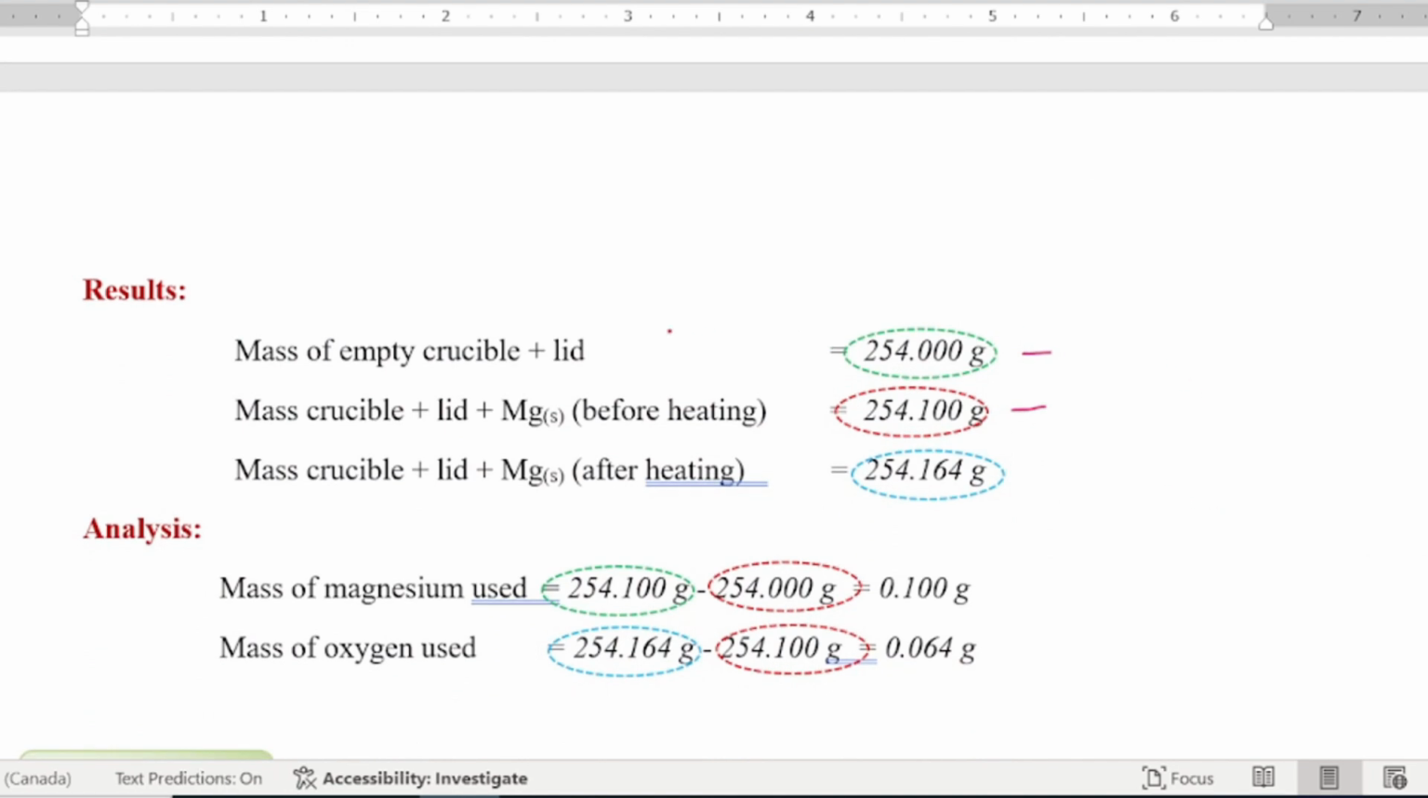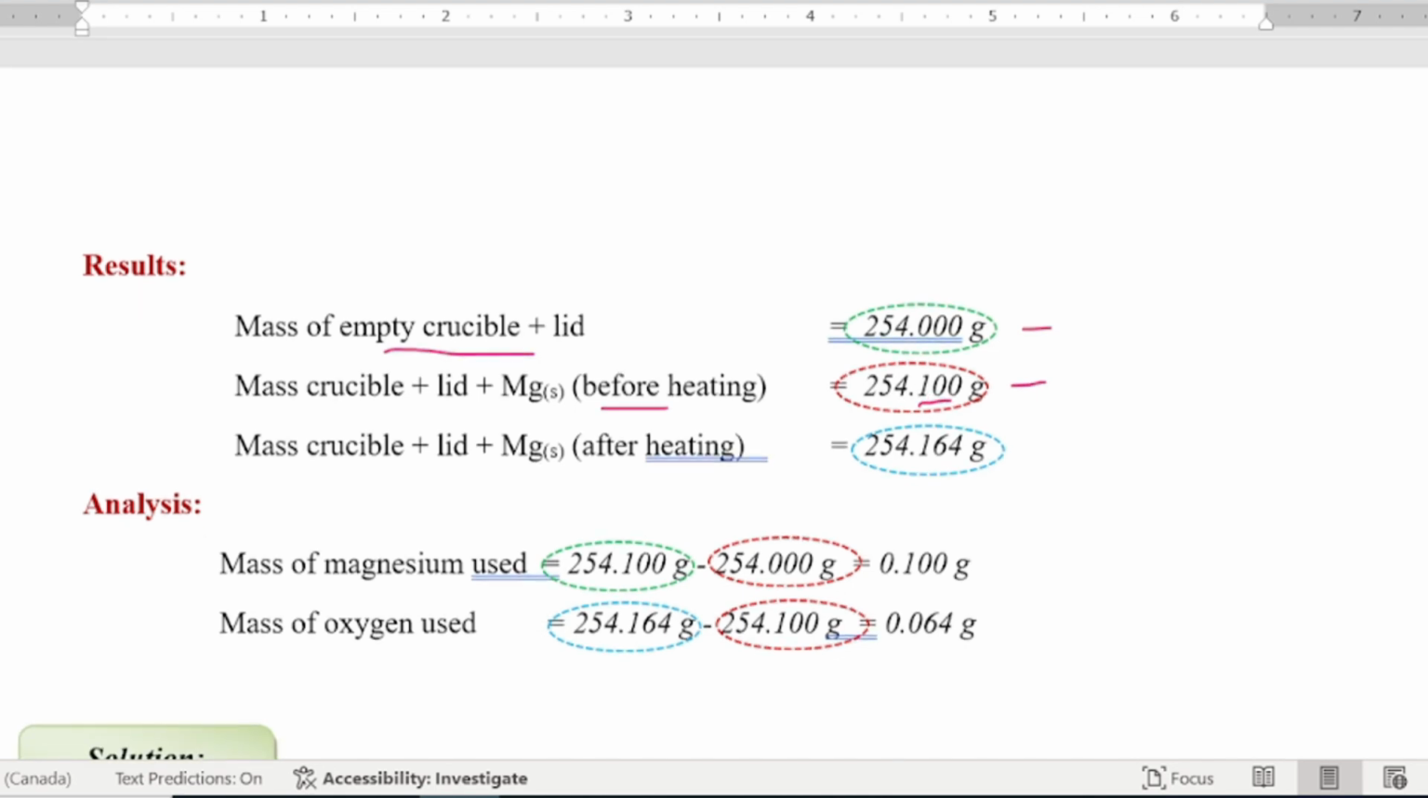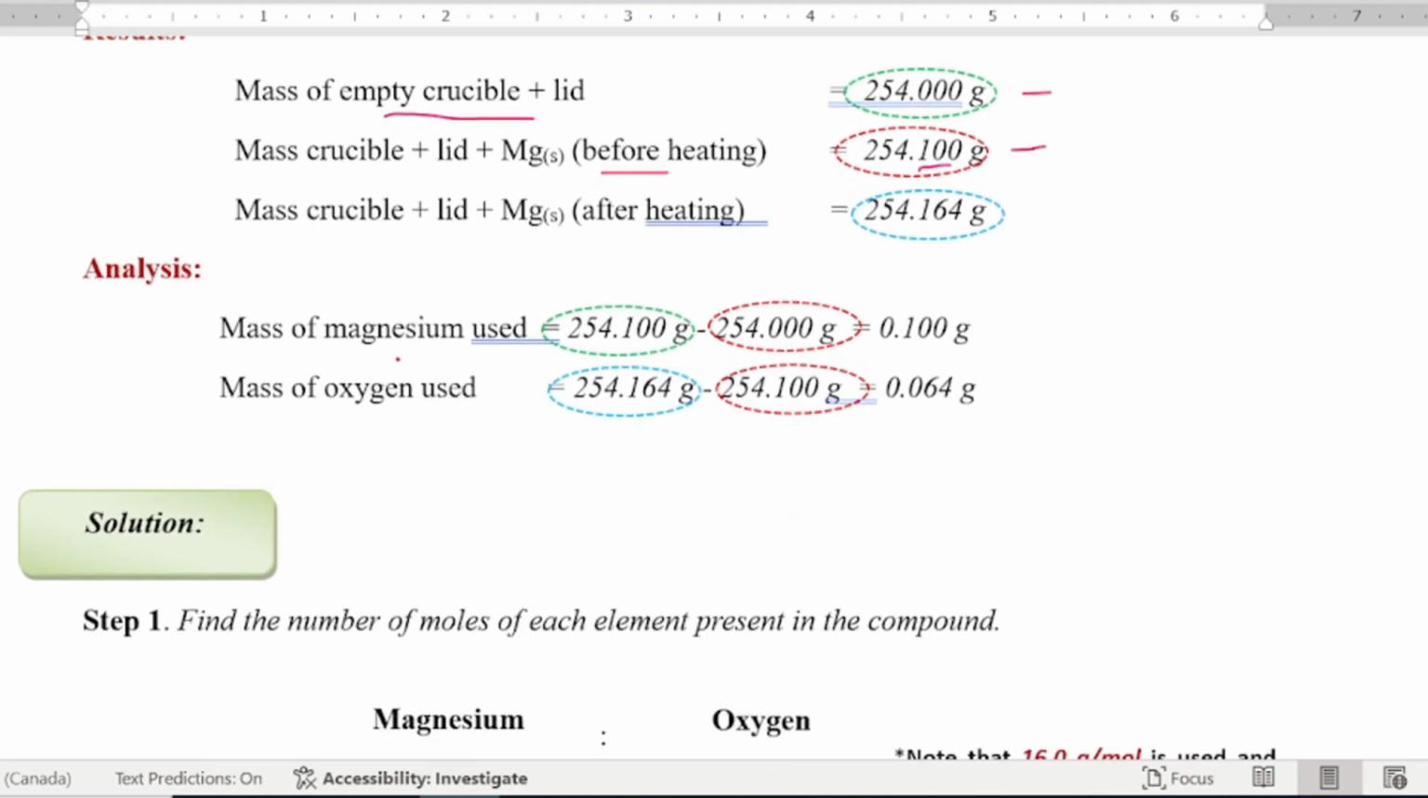So this is the mass of the empty crucible and lid. Okay. You can see when you add the magnesium before you heat it, it's this. So you can see a difference here, okay? So you can subtract this from that. Of course, that will tell you how much magnesium. It appears it is this guy here, okay? Then what do we do? Mass of the magnesium used, and that's exactly what it did there.